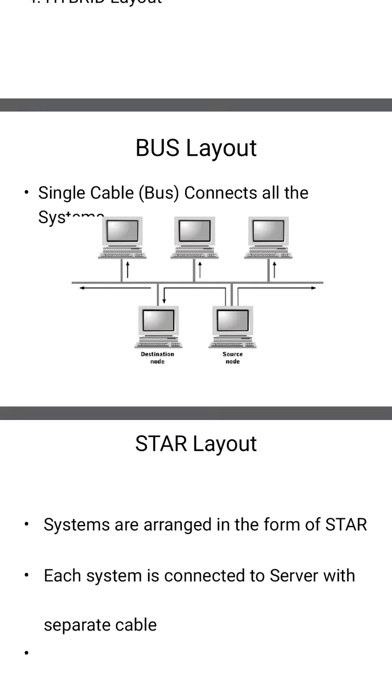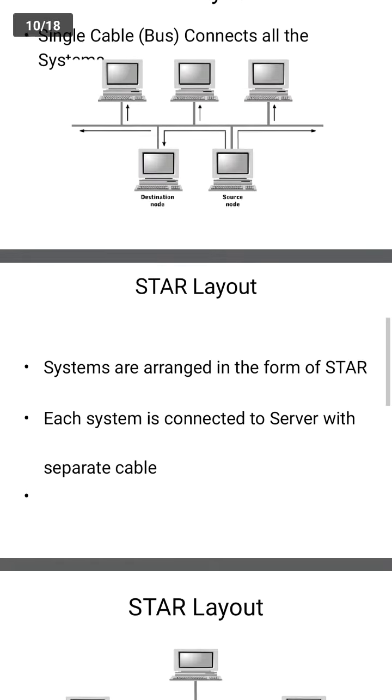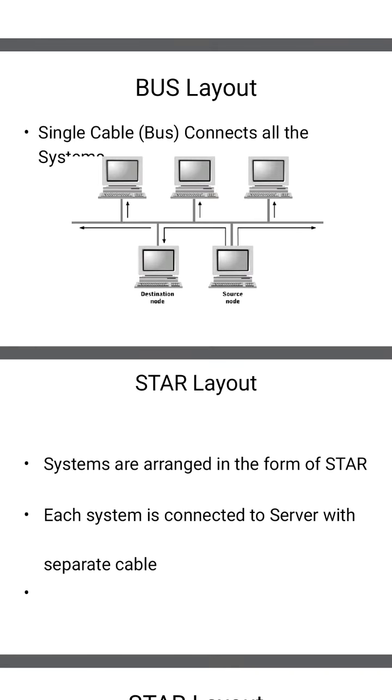Each system is connected to the server with separate cables. So there it was only one cable to each system. Now here they are connected with separate cables for this star layout. So we'll see the star layout. A star layout LAN consists of a controlled computer called the server, and several participant devices are connected to it. So it has only one server, connected all around in a star-like shape.